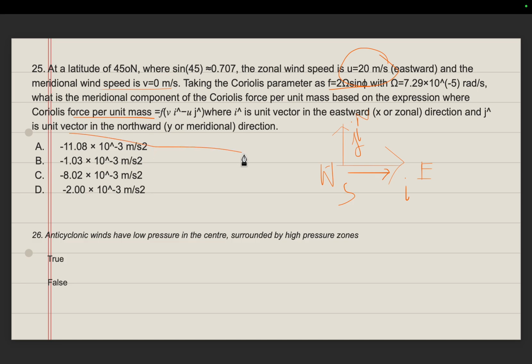So what will be 2 omega sin phi times minus u j cap? How to calculate that? In this question, the Coriolis force per unit mass is given by this equation: F equals f times (v i cap minus u j cap).